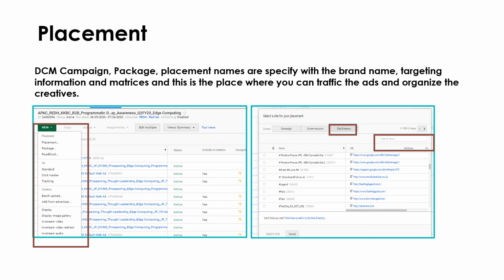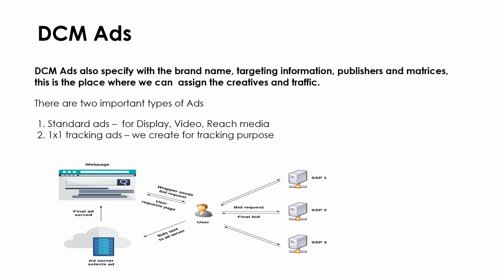Now I'll come to the DCM ads. There are two important types of ads. First is standard ads and second is one cross one tracking ads. Standard ads are nothing but display ads which you want to display, like images, videos, rich media, and any other creative like HTML and all.